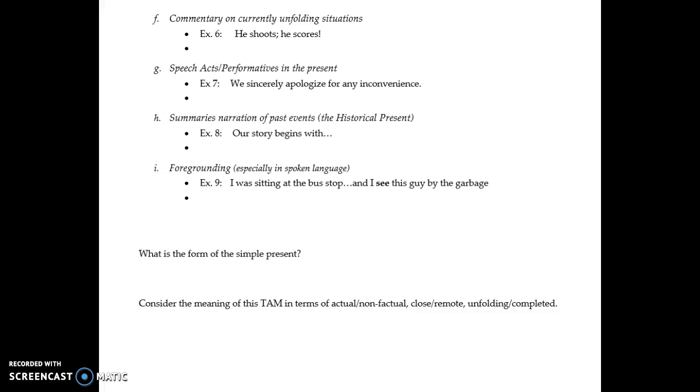So ask yourself this question: if you were to form the simple present, what would that be? And let's think about the tense aspect modality in terms of actual, factual, close, remote, unfolding, completed. Which of these terms kind of match the simple present?